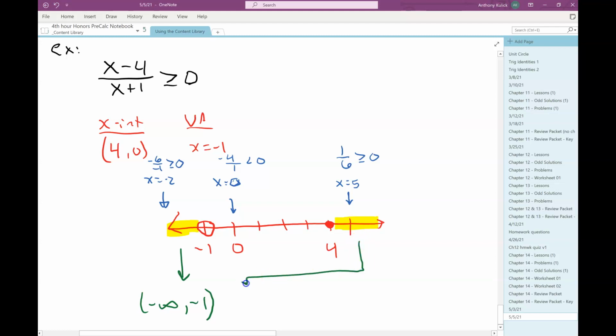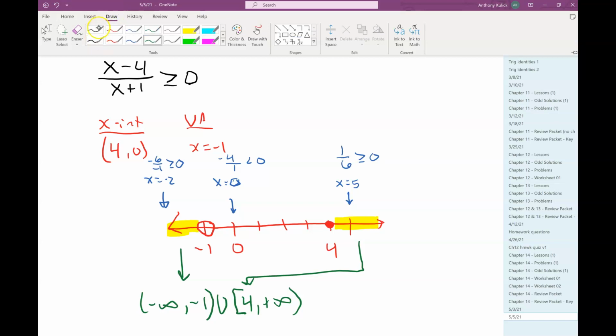This piece, though, is going to go from 4 to positive infinity. Should the 4 get a parenthesis or a bracket? Bracket. Since the 4 is a 0, that one should match the inequality. Now you see why I used the open circle and the closed circle to help remind myself whether I was going to use a parenthesis or bracket there. Let's do one more example.